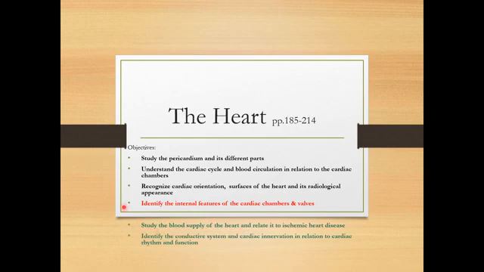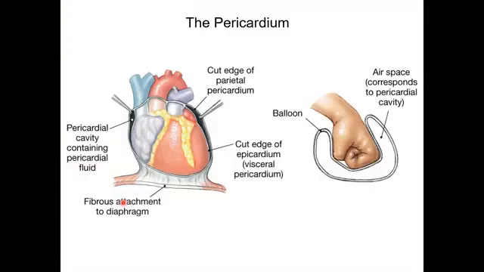So, to start with, pericardium. The pericardium is the covering sac of the heart. Just like the lungs and the abdominal organs, the heart has its special serous membrane, غشاء خاص, which is a special sac in which the heart invaginates from behind.